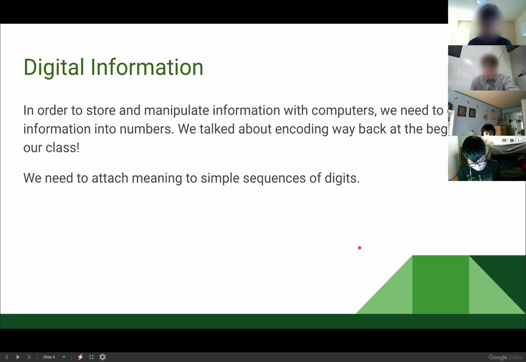And in order to store and manipulate this information, we need to encode information as numbers, like I just said. And we began talking about encoding way back in the beginning of our class. And encoding is just attaching some meaning to some other symbol. So here we're going to be attaching meaning to sequences of digits in order to be able to store information digitally.